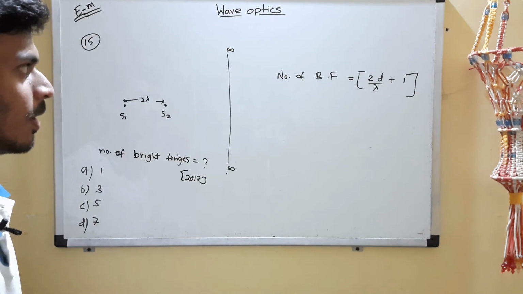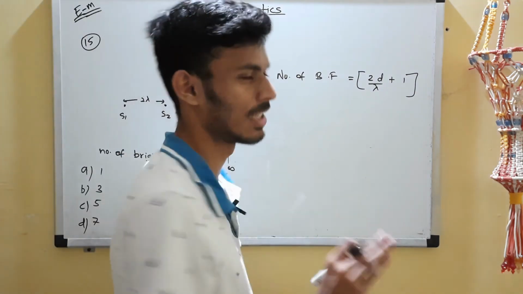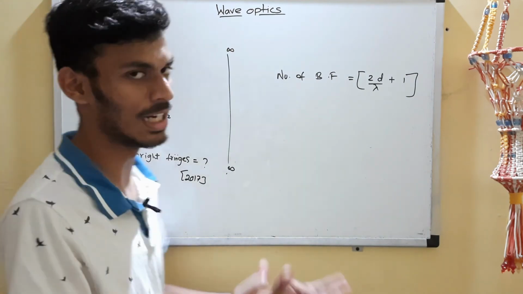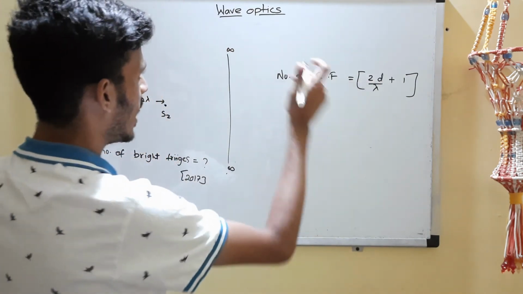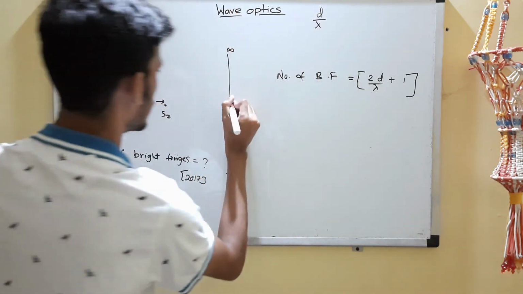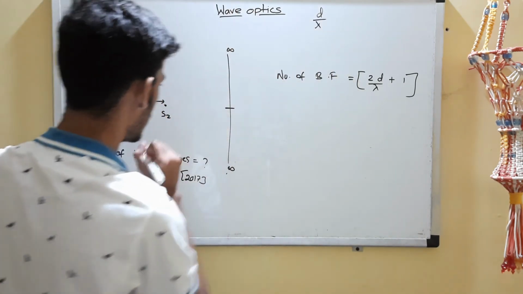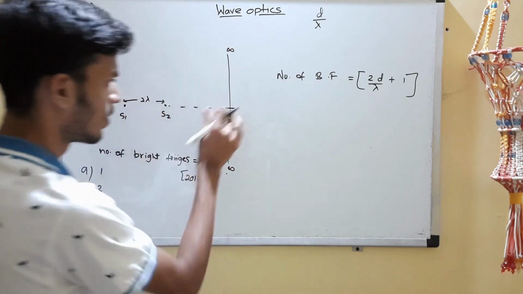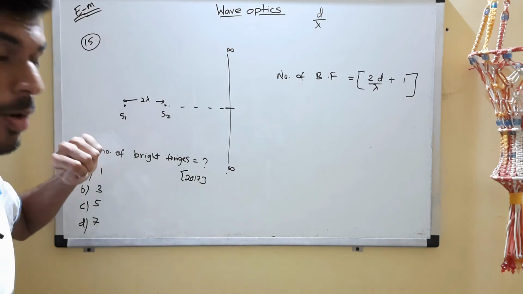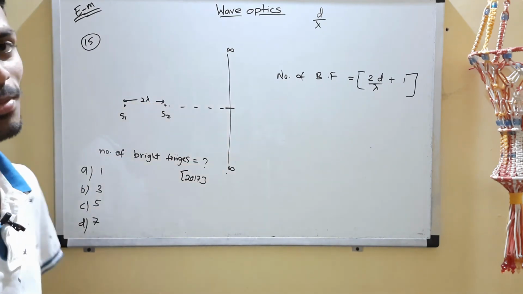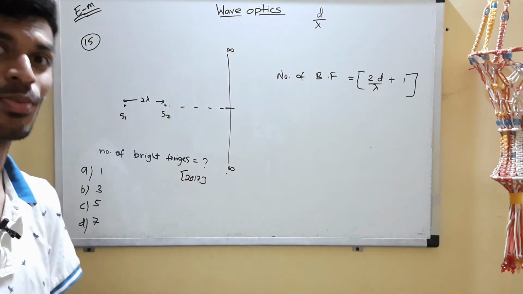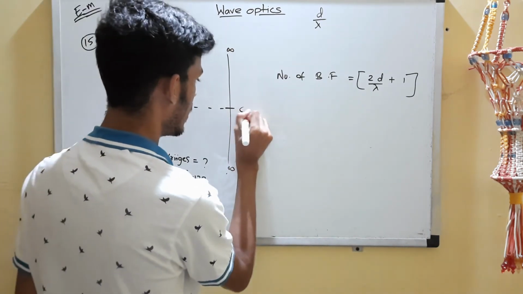Now let me tell you from where this comes. I'll give you a brief idea, we'll not go into the derivation, that will take long. So d by lambda is basically the number of fringes on one side. Suppose this is the center. D by lambda of the bright fringes will be formed on top, and d by lambda of them will be formed at the bottom. So 2d by lambda. Now where is that plus 1? Plus 1 is for the central bright.